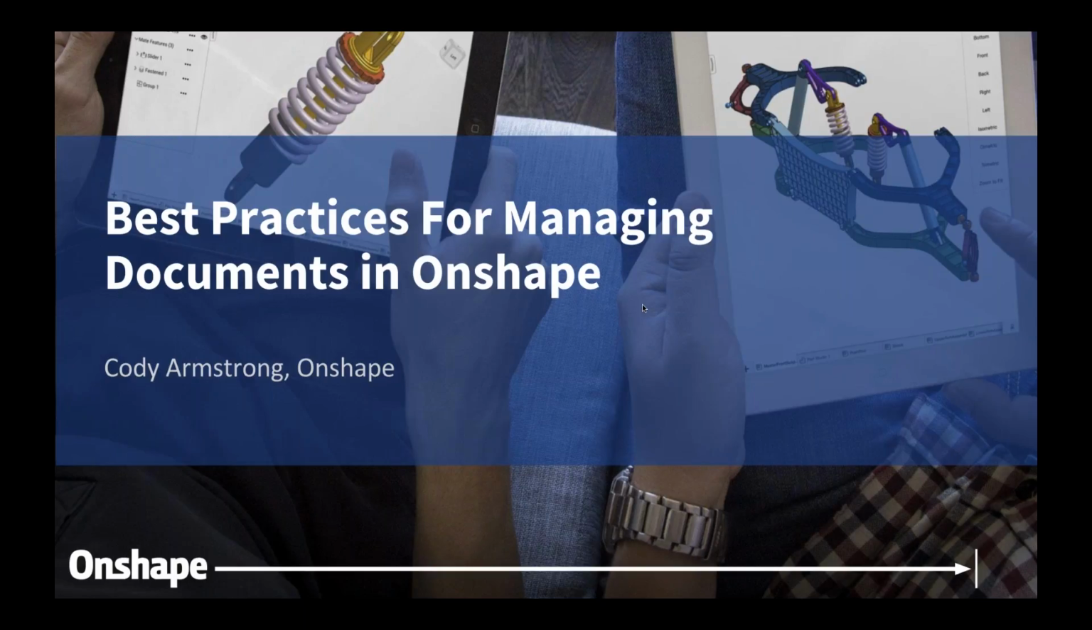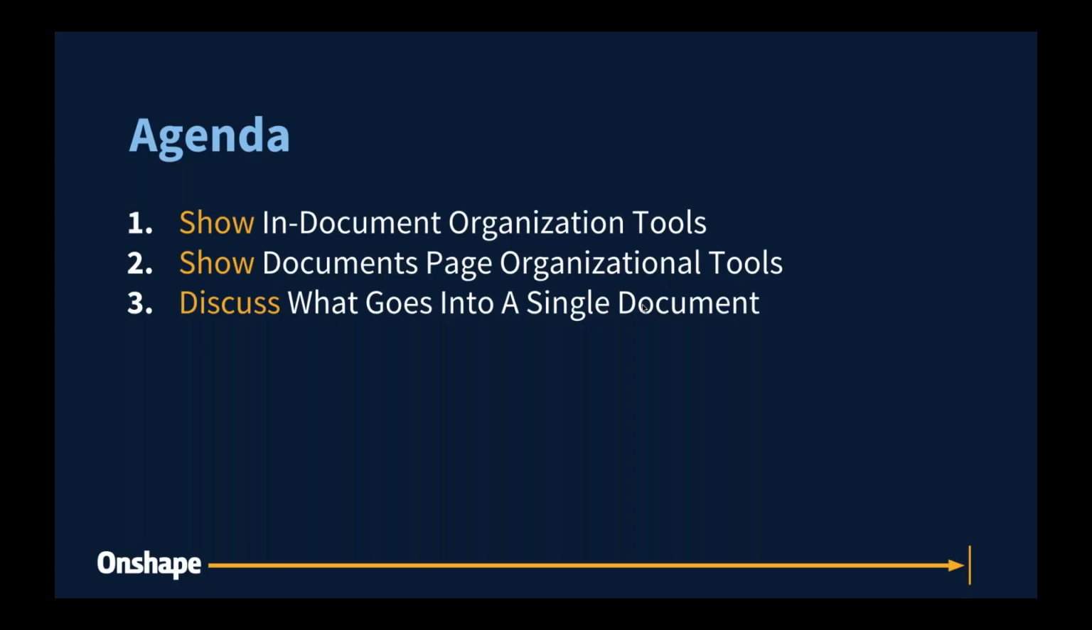Now, the agenda is pretty straightforward. I really want to show you a few different tools that I think can help you organize your documents. The first being things like folders and the search and the tab manager inside of a document. So how do we structure our tabs within a document? And then how do we structure the documents themselves? Are there ways to organize them? Are there things that we can do that are generally accepted best practices for how to structure a document?